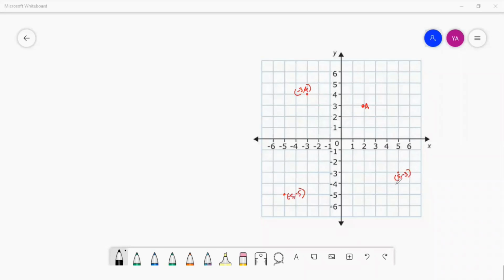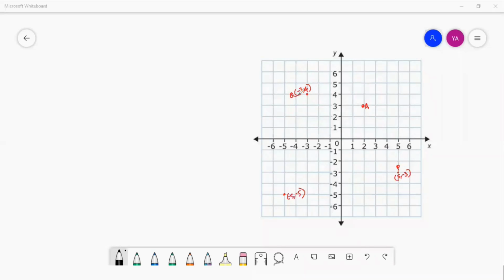The x coordinate means the distance from the y axis. So from the y axis, the point 5, minus 3 is 5 units away, right? That point we can give the name P. So the point P is 5 units away from the y axis. So the x coordinate of a point is the distance from the y axis. Similarly, for the y coordinate, not considering the sign, the minus 3, you take 3. So the point P will be 3 units away from the x axis.